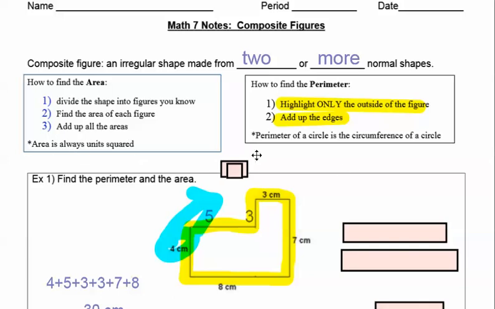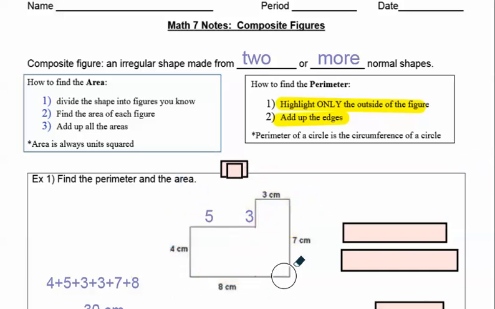Remember, area is going to be units squared. So, if I start looking at this first figure that we had up here, if I cut it right there, I have one rectangle, or actually that's a square, and then this second shape is what? A rectangle. We know how to find the area of a square, and we know how to find the area of a rectangle.